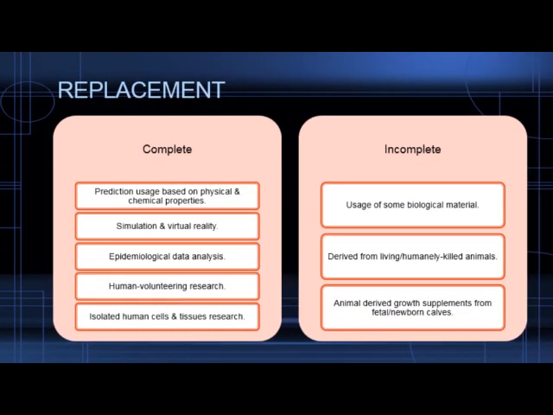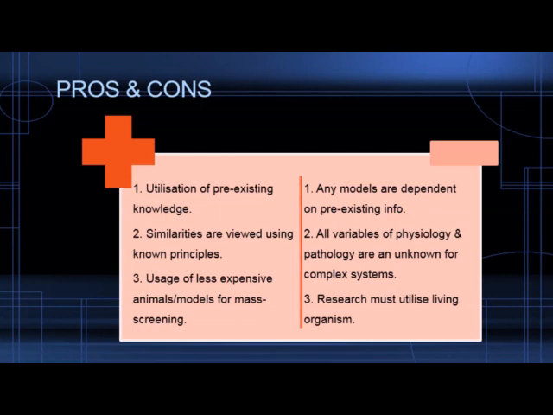Replacements have 2 categories, complete and incomplete replacements. Complete replacements have methods including prediction usage based on physical and chemical properties, using simulations and virtual reality, epidemiological data analysis, human volunteer research, and isolated human cells and tissue culture research. However, many methods are considered incomplete due to the usage of some biological materials from humanely killed animals. There are pros and cons of replacement.